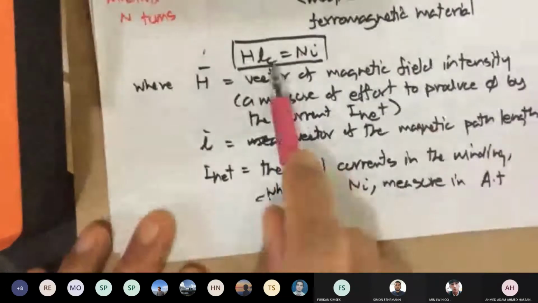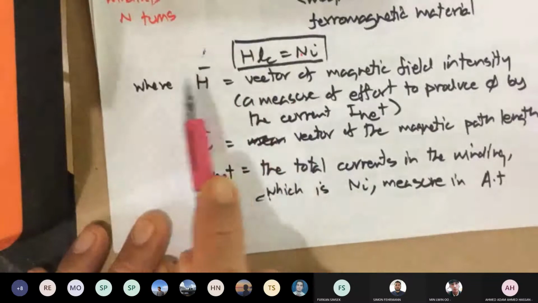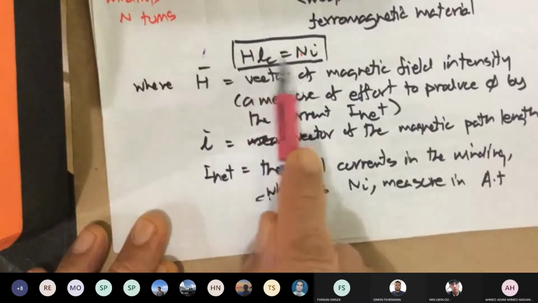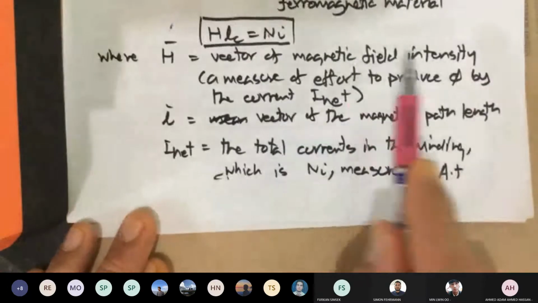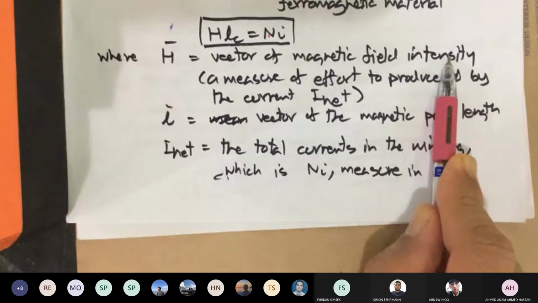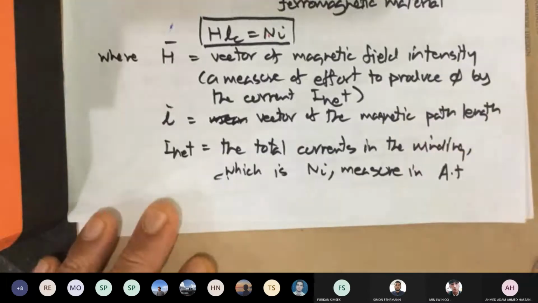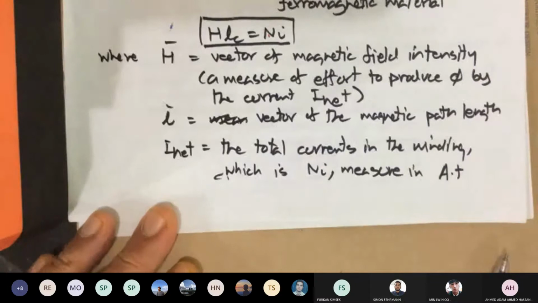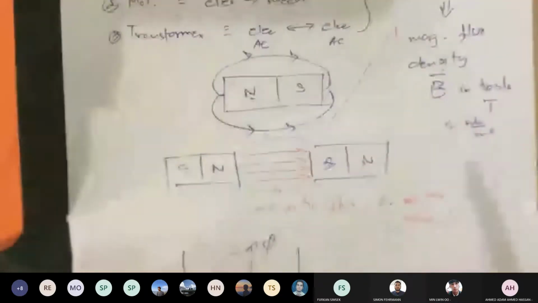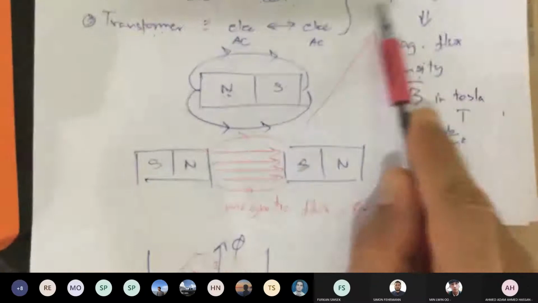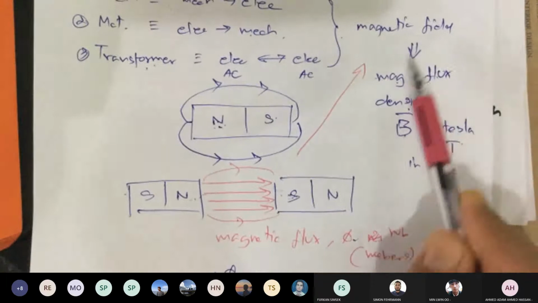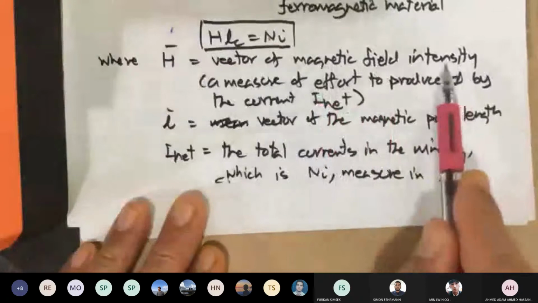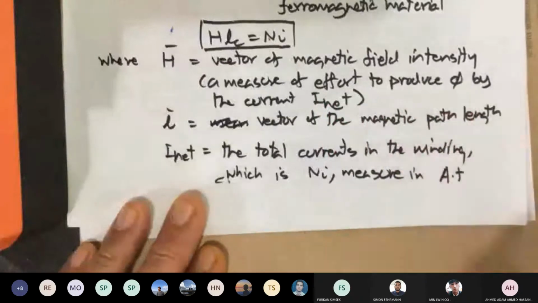Now, what about H and Lc? H is a vector. I'm expressing it in scalar form, the magnitude, but it's a vector of the magnetic field intensity. Now, don't get confused. We have three terms now. Earlier, we had the term for the magnetic field, which is B, the same thing as magnetic flux density. Now we have magnetic field intensity.